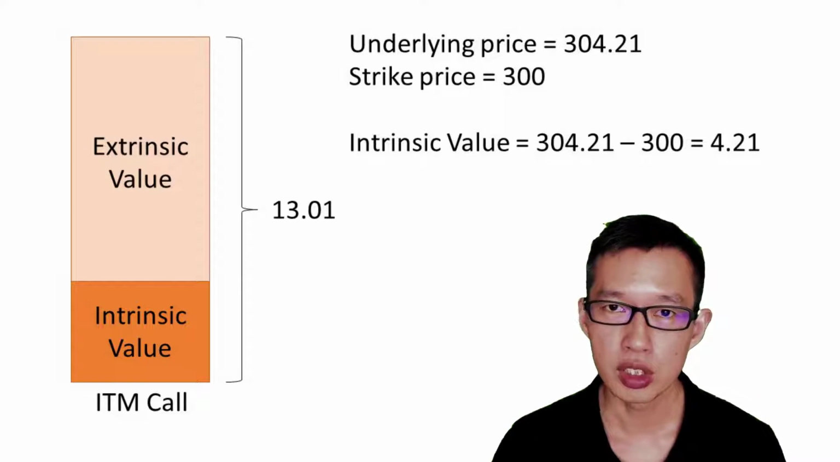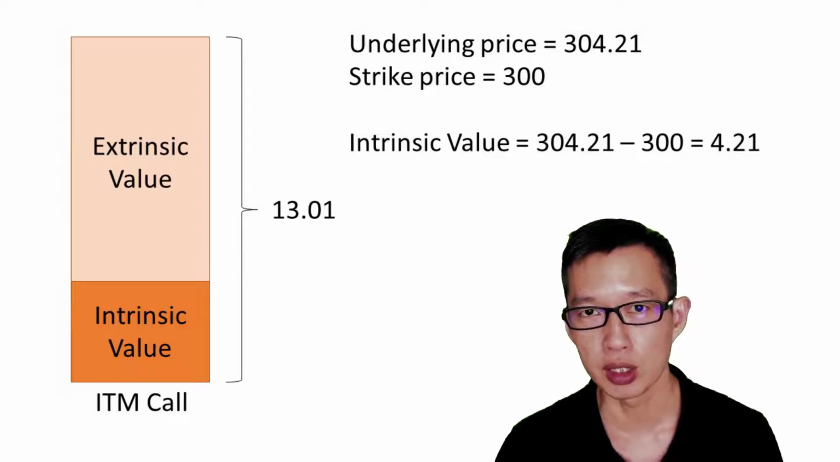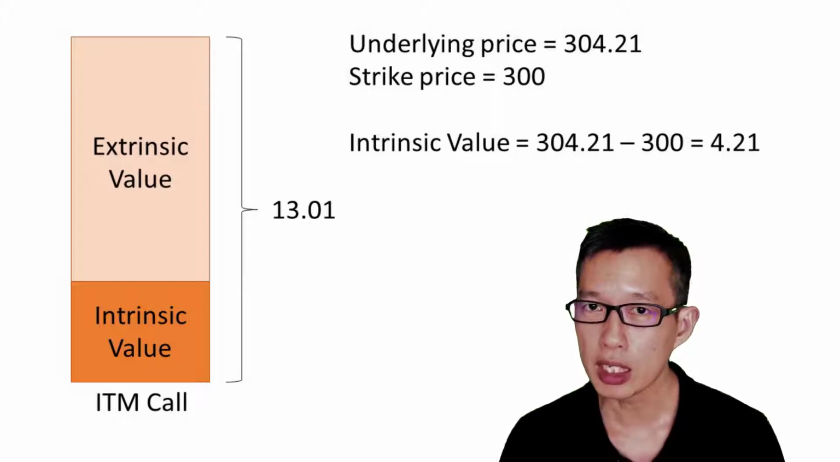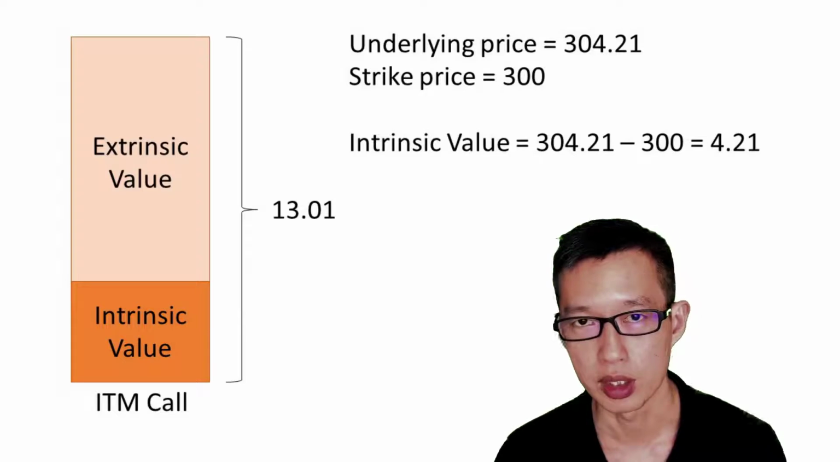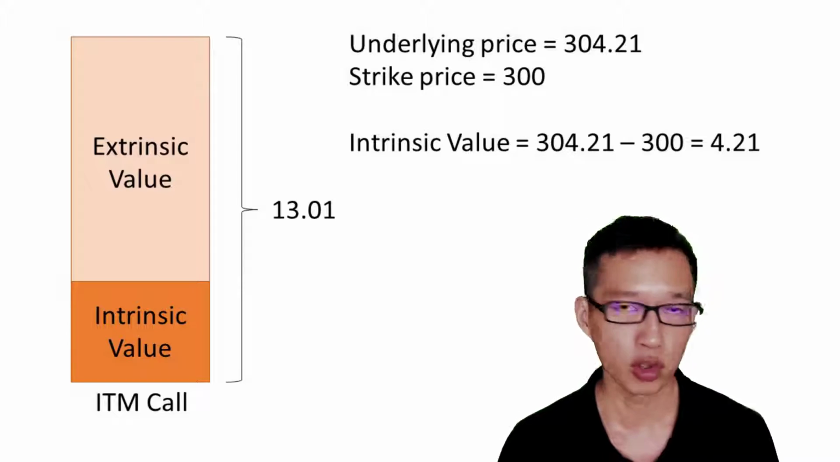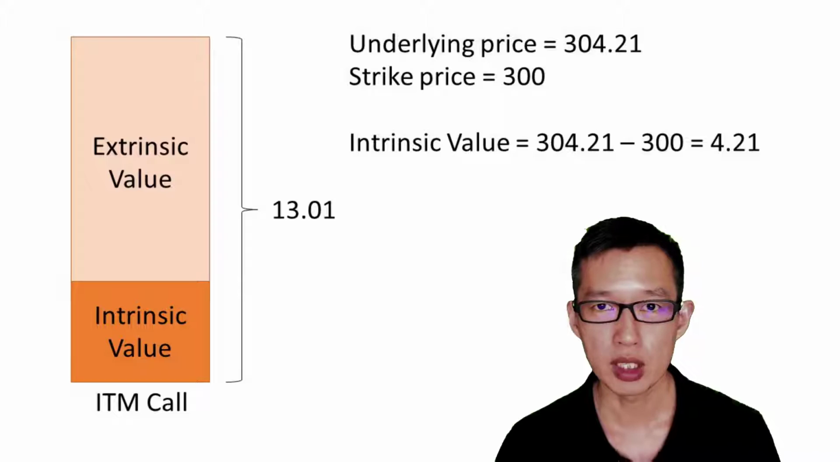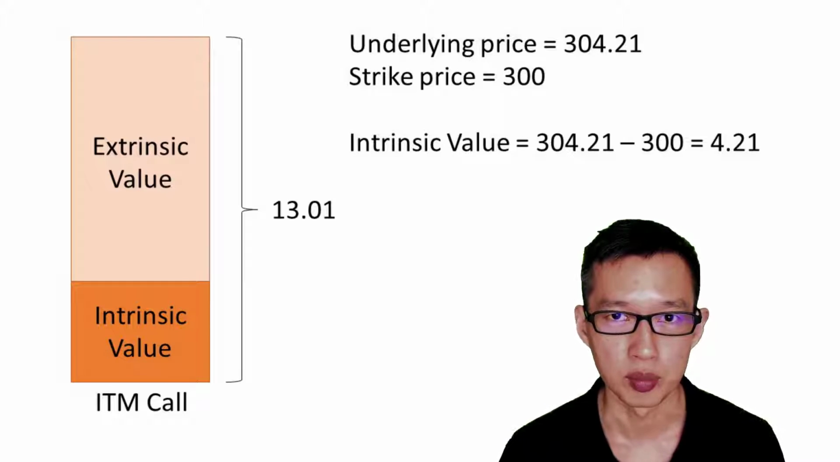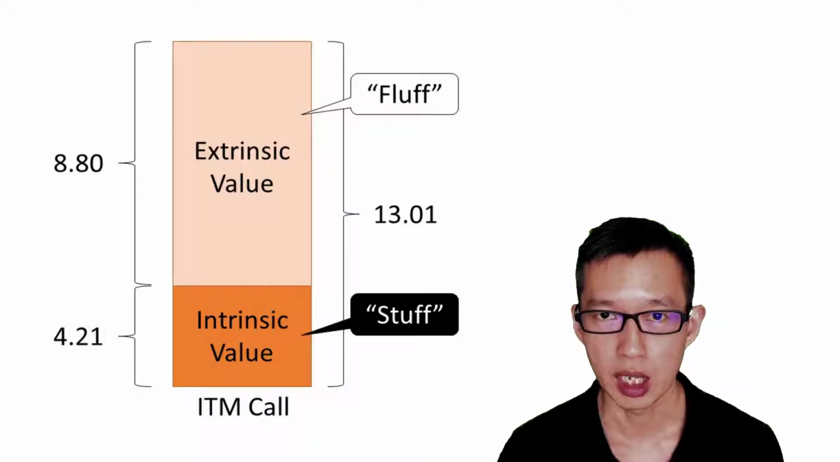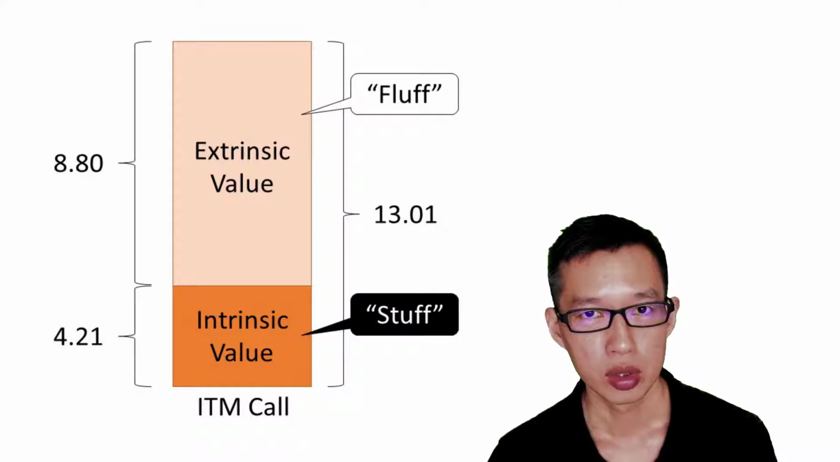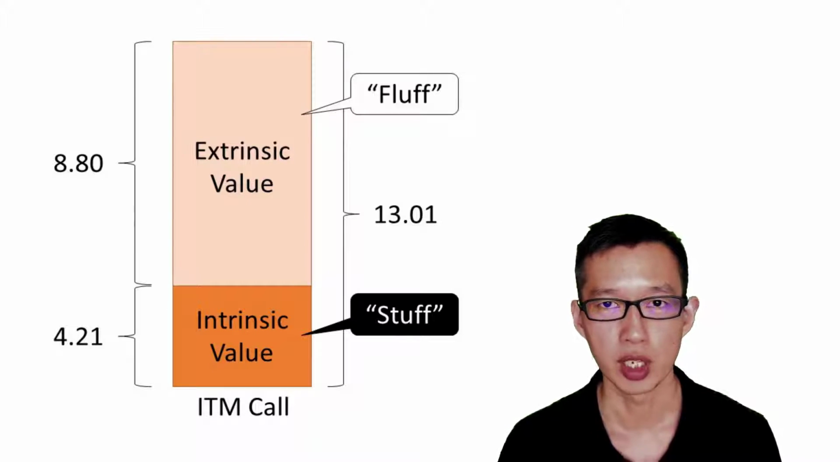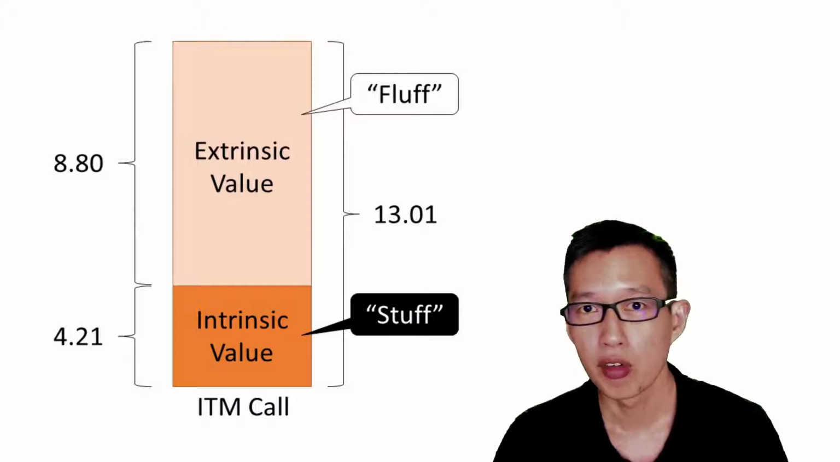Unfortunately though, the intrinsic value of the option is far smaller than the price of the option. The price of our in the money option is $13.01. The intrinsic value is only $4.21. So what is the rest of the value of this option? The rest of the value of this option is our extrinsic value. So what then is extrinsic value? Extrinsic value would just be what I call fluff.